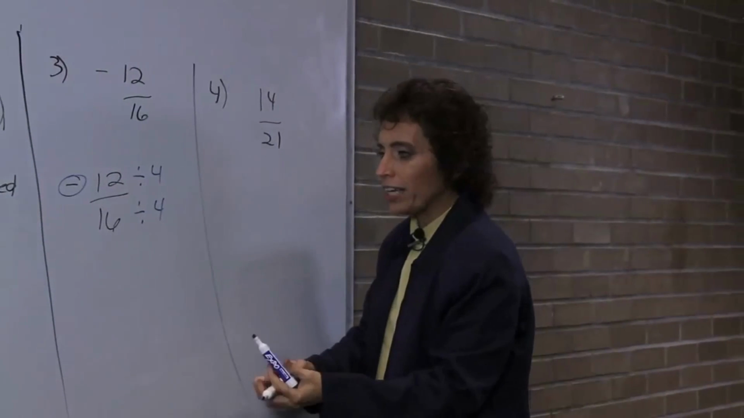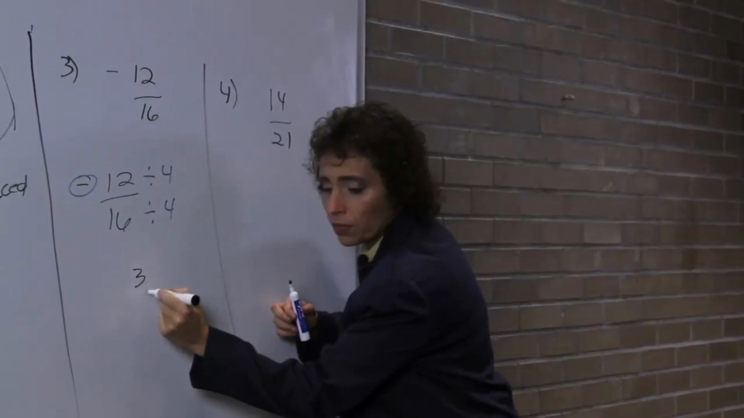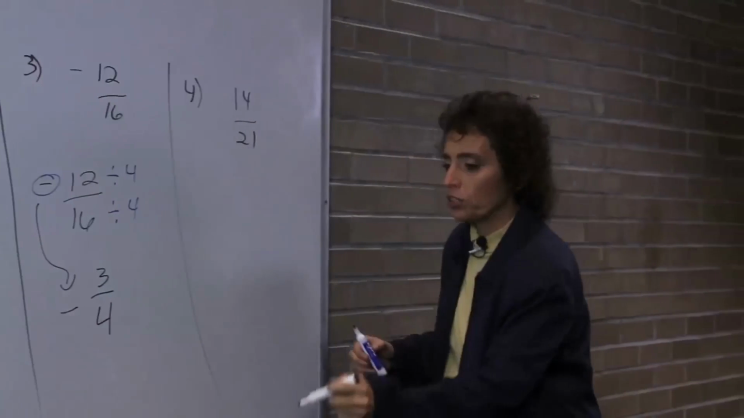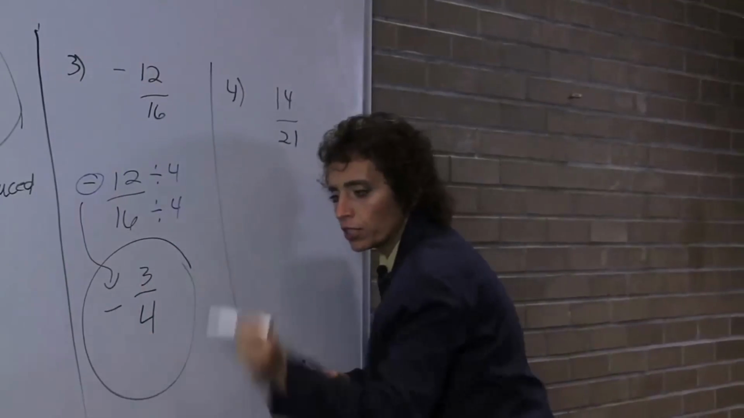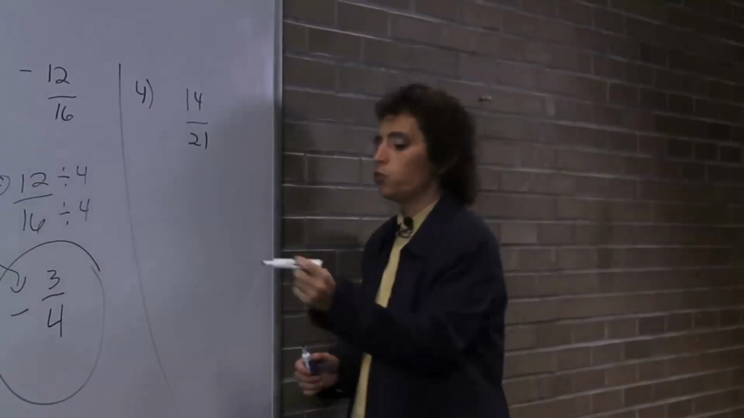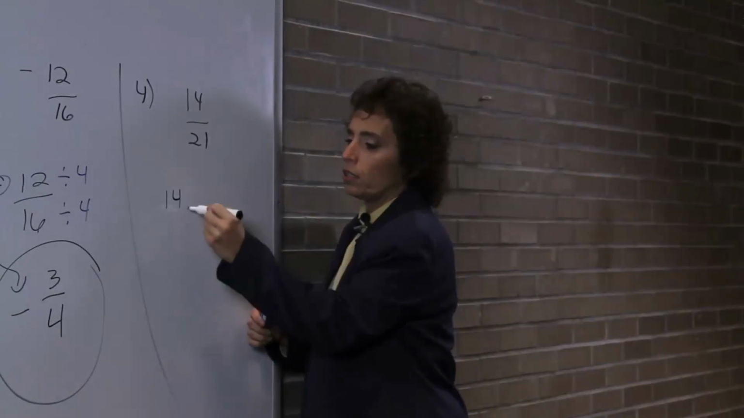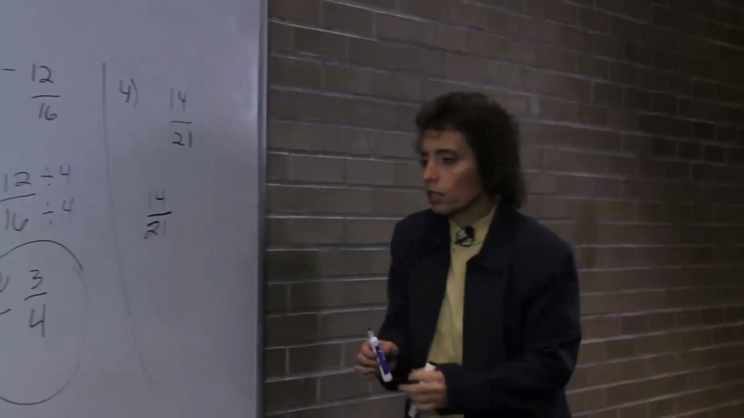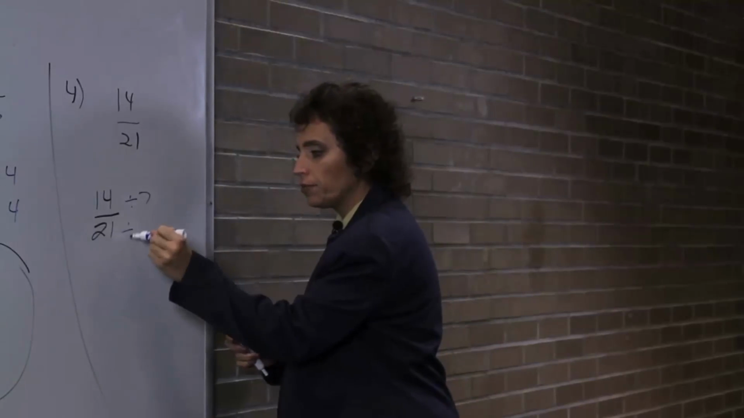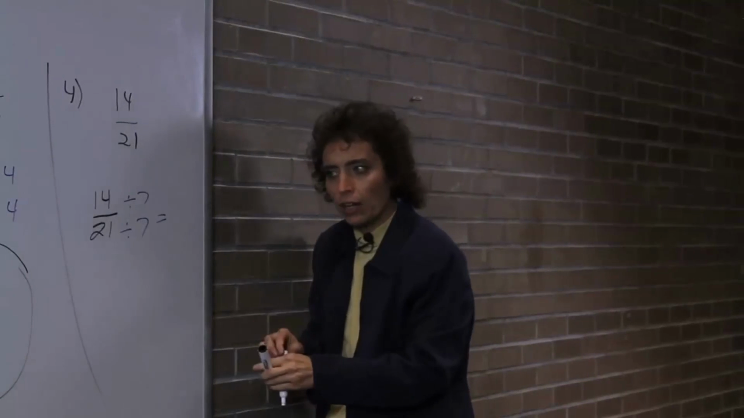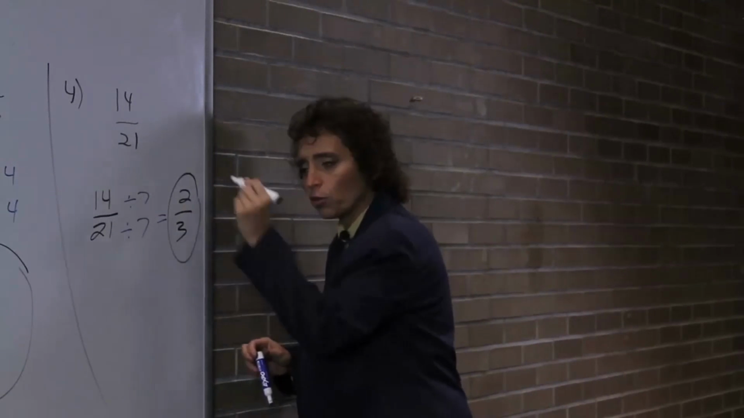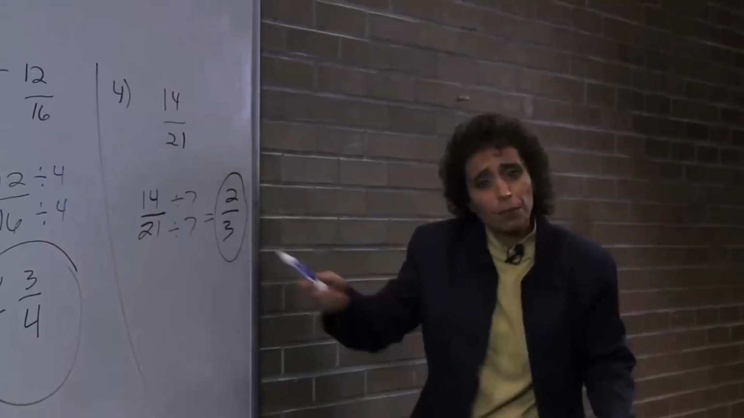12 divided by 4 is 3. 16 divided by 4 is 4. Just bring the negative down. So it's -3/4. Now look here, and we are reduced. There's no number that goes into both 3 and 4. 14 over 21. There is a number that goes into both 14 and 21. That's 7. When you reduce that, 14 divided by 7 is 2, and 21 divided by 7 is 3. So we get 2/3.